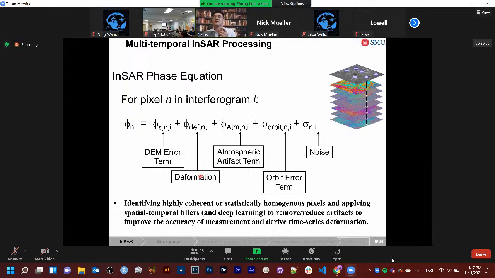If the purpose is to look at the deformation, you just remove everything else, try to reduce the noise and improve the deformation measurement. And therefore, you can also get time series measurements from the stack of SAR images as well.